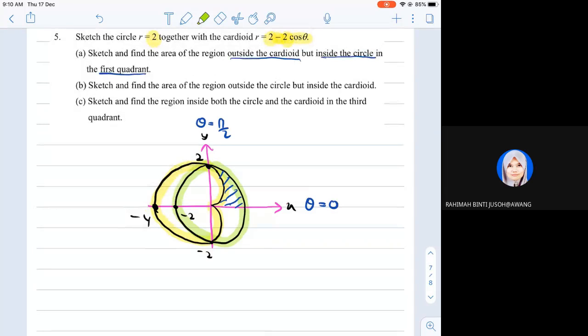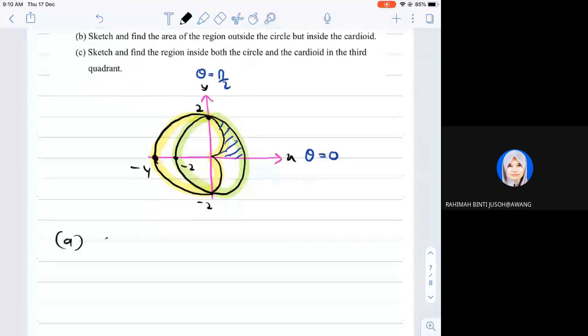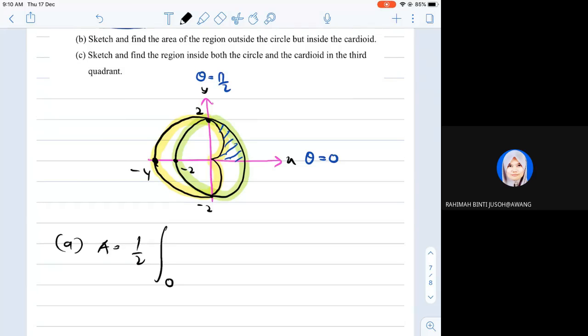Okay, so question number A. Area equals 1 over 2, integration from 0 until pi over 2, sorry. Now, which one? Cardioid minus circle or circle minus cardioid? Circle minus cardioid. Okay, good. Circle minus cardioid.